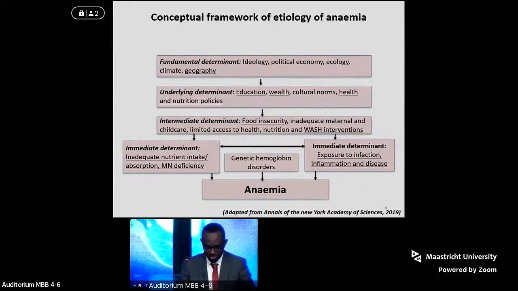This figure shows the conceptual framework of the etiology of anemia. As the framework indicates, the fundamental determinants of anemia, such as geography and politics, contribute to the underlying determinants of anemia, such as education and wealth. These underlying determinants in turn contribute to the intermediate determinants, such as food insecurity, poor access to health care, and poor access to water, sanitation, and hygiene. The intermediate determinants finally lead to the well-known immediate determinants, including nutritional deficiency, hemoglobin disorders, and exposure to infection, disease, and inflammation, finally causing anemia.